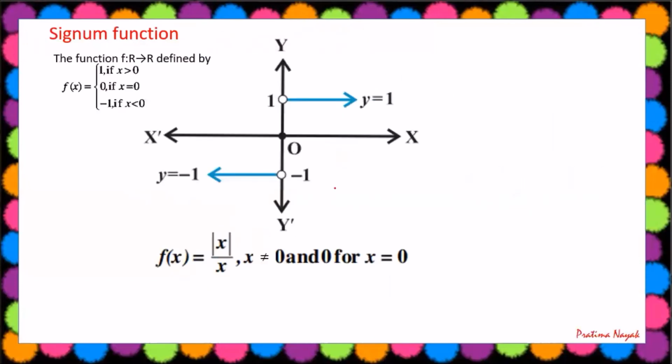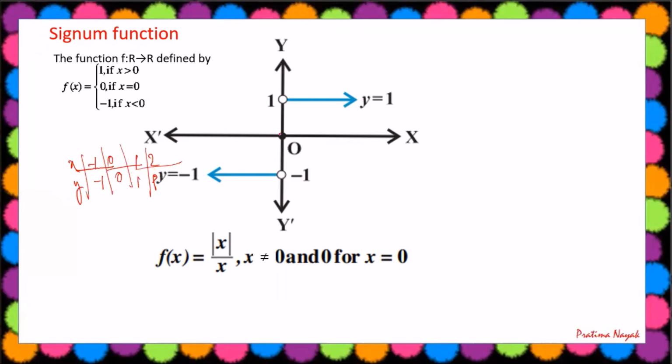Next is the signum function. The signum function is defined in this way. If x is greater than 0, it is 1. If x is less than 0, it is -1. When x is exactly equal to 0, it will be 0. That means at 0, it is 0. At 1, it is 1. At -1, it will be -1. Similarly, at 2, it will be 1. At 3, it will be 1. At 4, it will be 1. At -2, it will be -1.